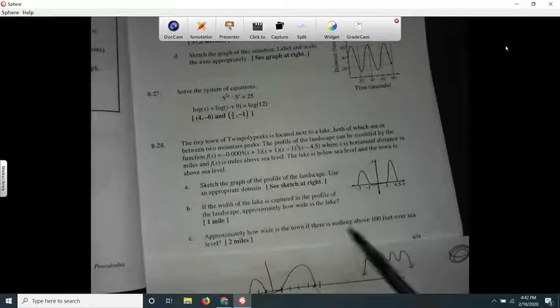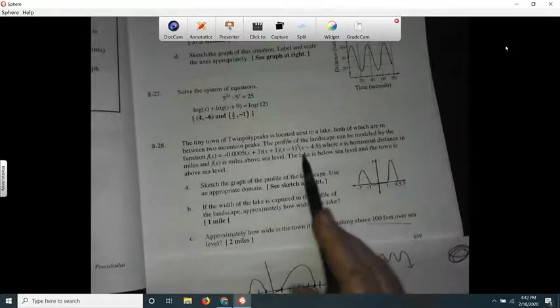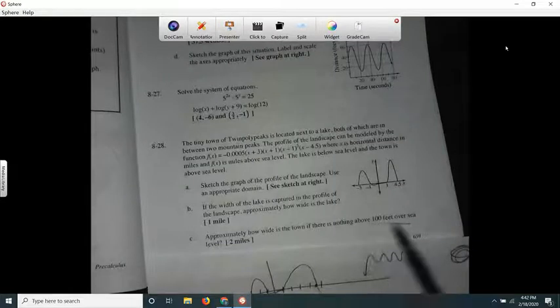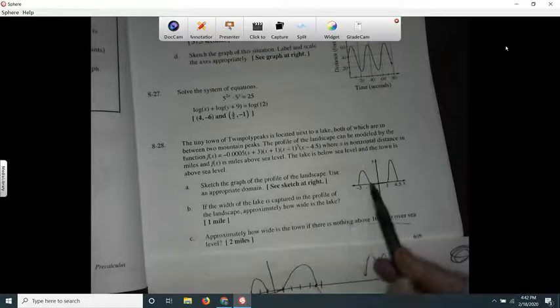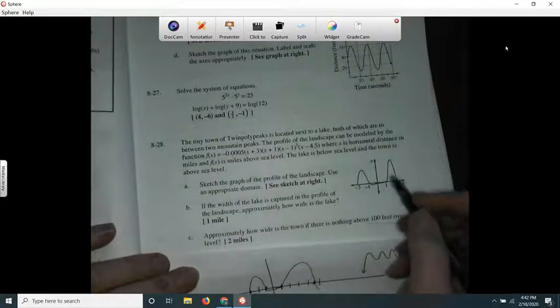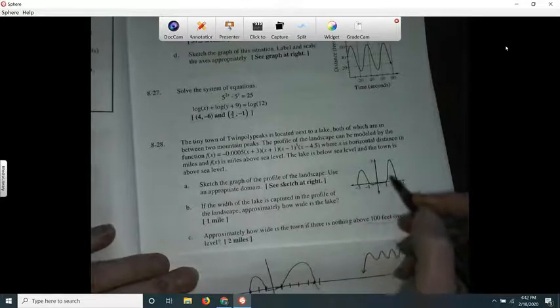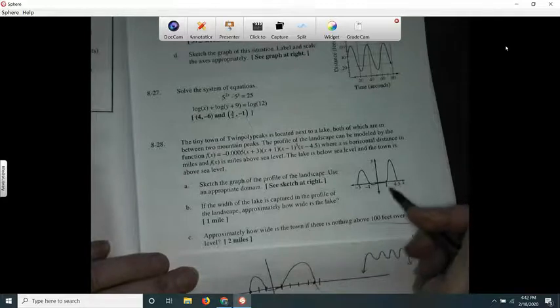Okay, so letter C says, approximately how wide is the town if there's nothing above 100 feet over sea level? Well, I was reading that wrong in class. These are in miles. A mile has 5,280 feet in it. So 100 feet means that the town is flat. It's on the flatlands. So just looking by the graph, you could say that the town could probably only be in between 1 and -1. And if you look at a Desmos graph, you'll see the same.